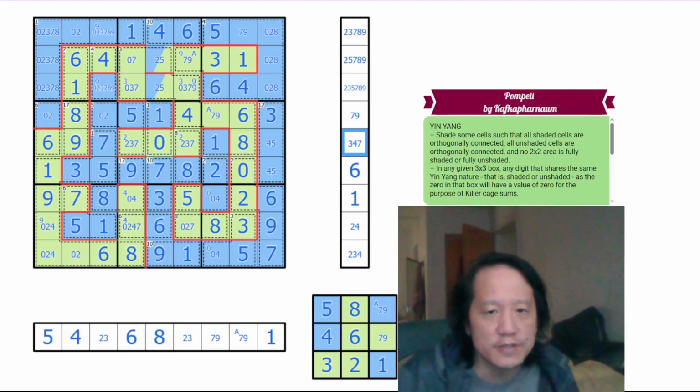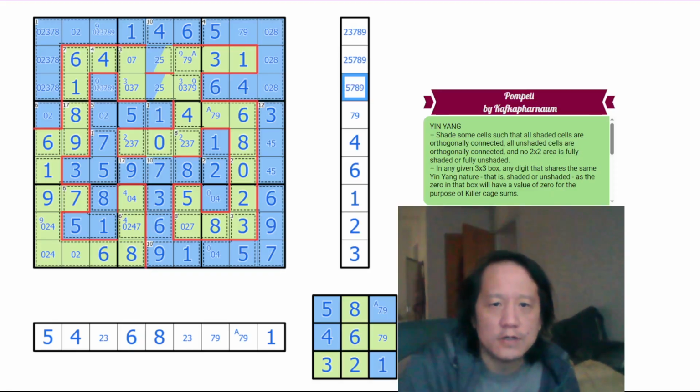Therefore, we must be missing 4 here. We must be missing 2 here. And we must be missing 3 here. No 2 or 3, no 2, no 2 or 3. This can't be 2. No 2 here.